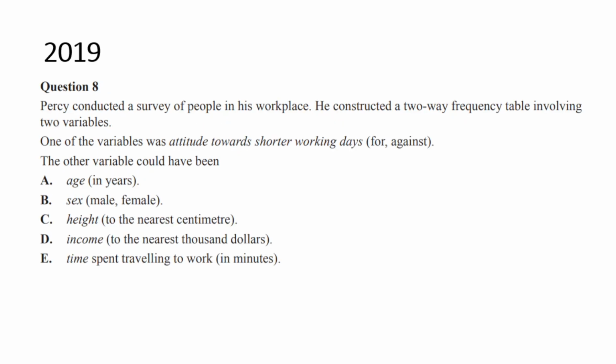Okay, so looking at question 8 from the 2019 exam. Percy conducted a survey of people in his workplace. He constructed a two-way frequency table involving 2 variables. One of the variables was attitude towards shorter working days, either for or against. The piece of information that we need to know here is that a two-way frequency table is always going to be comparing 2 categorical variables. And we have the first one, attitudes towards shorter working days. That is one categorical variable. We've got to identify the other one.